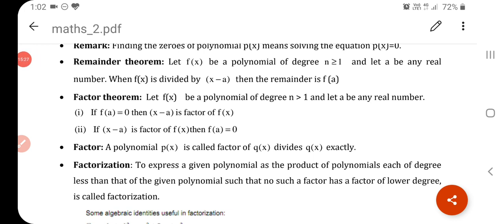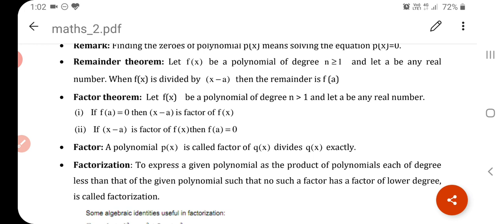Okay, now what is remainder theorem? Remainder theorem tells us if f(x) is a polynomial of degree greater than or equal to 1 and let a be any real number, when f(x) is divided by x minus a, then the remainder is f(a). So remainder becomes f(a). Okay, and in factor theorem, let f(x) be a polynomial of degree n greater than or equal to 1 and let a be any real number. If f(a) is equal to 0, then x minus a is a factor of f(x), and if x minus a is a factor of f(x), then f(a) is equal to 0.